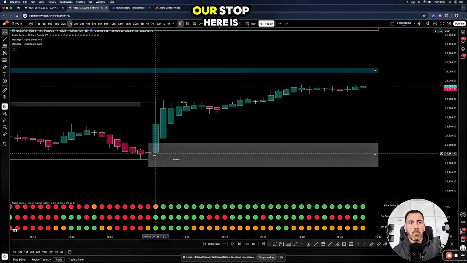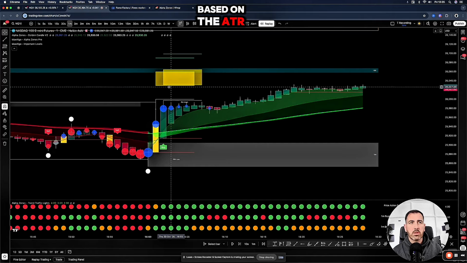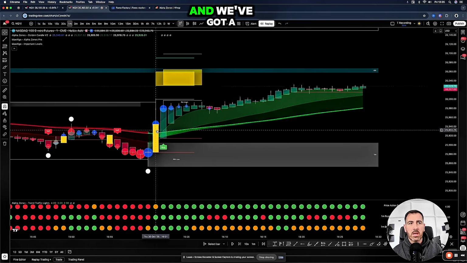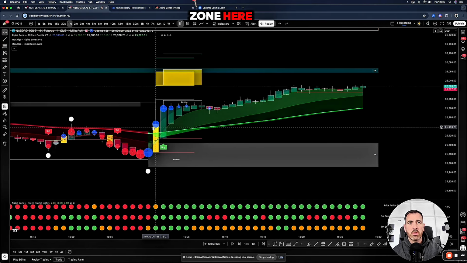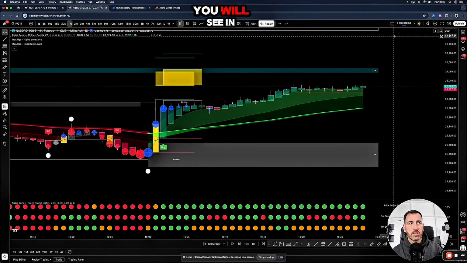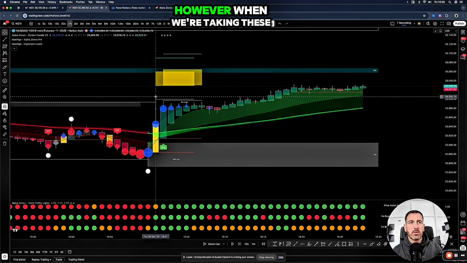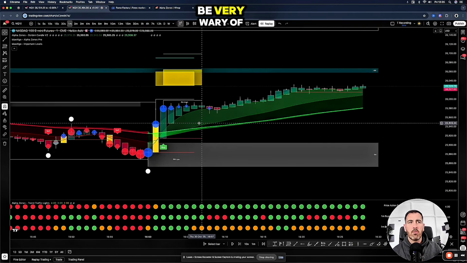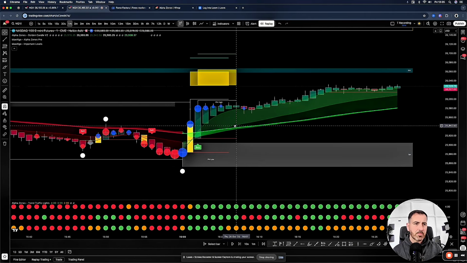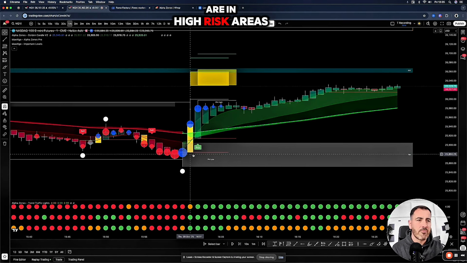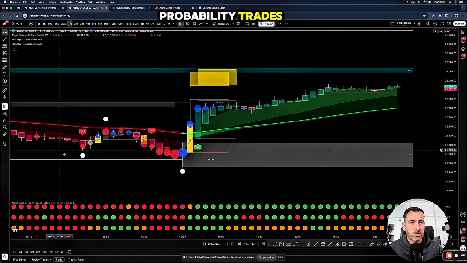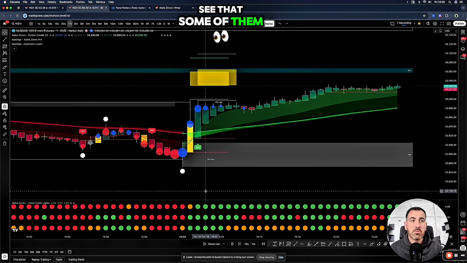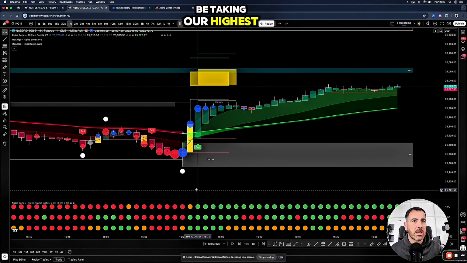Our stop here is based on the ATR. We've got a golden candle zone here and we've got a buy and sell signal zone here. They will still go on to win, as you will see, price goes up here. However, when we're taking these areas, these are the areas that we've got to be very wary of, making sure that we are not taking trades that are in high risk areas and are not high probability trades. Now, you will see that some of those ones still play out, but we want to be taking our highest probability ones.